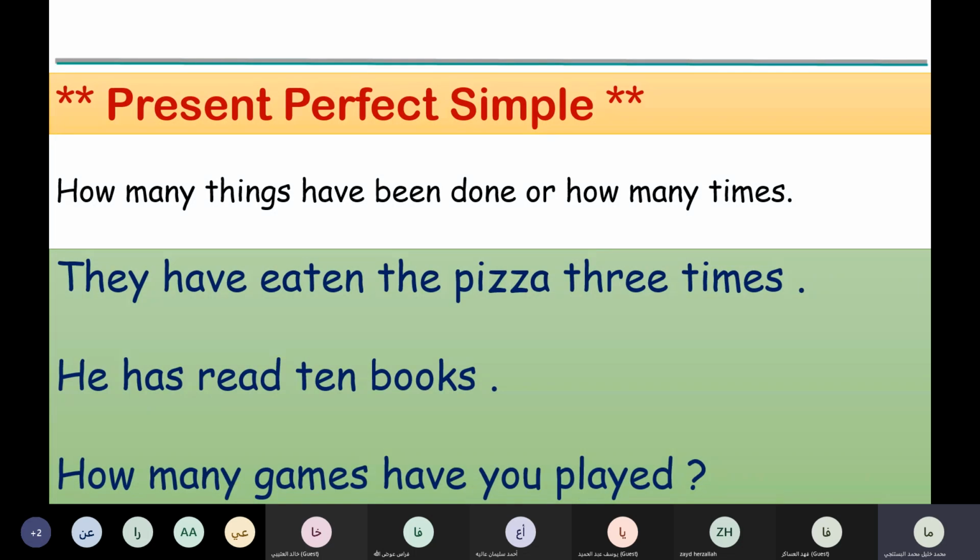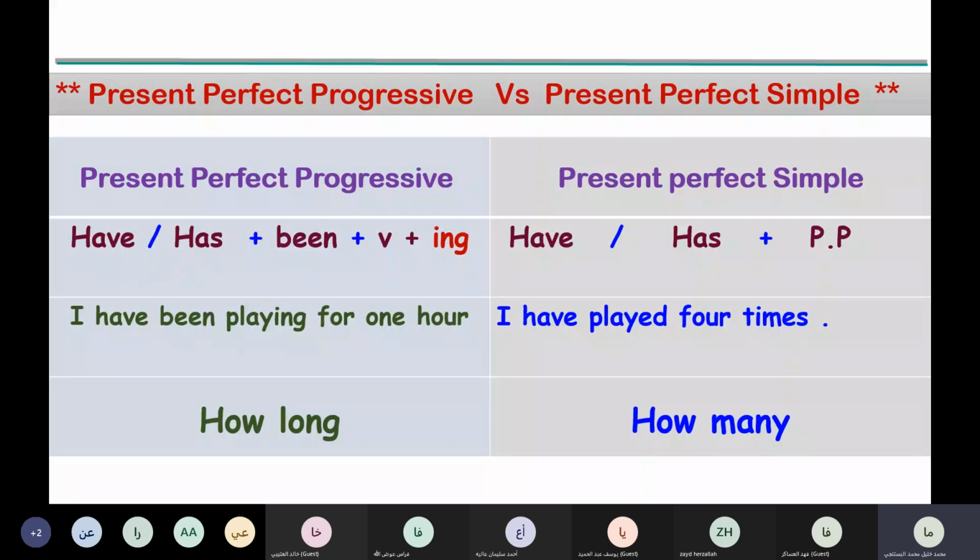How many games have you played? So if you want to ask about the number of things done, we ask with how many. If you want to ask about the duration of time, we ask with what? How long? Good. There, present perfect progressive, present perfect simple.